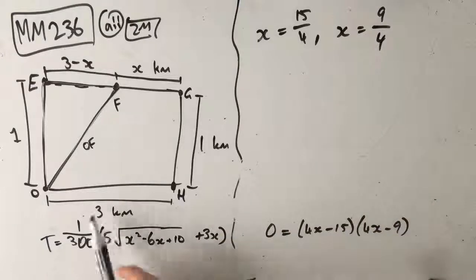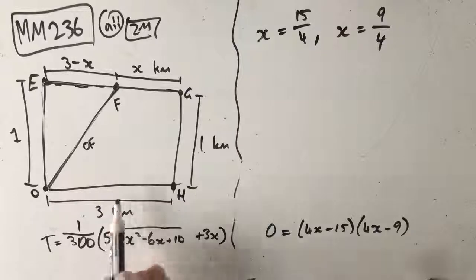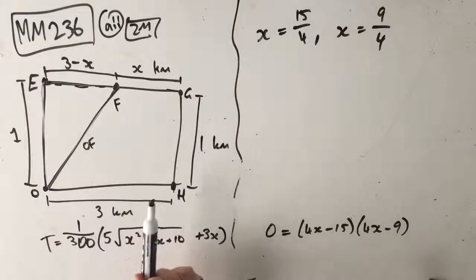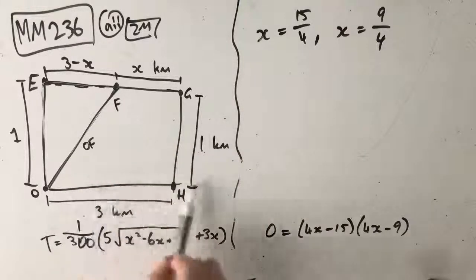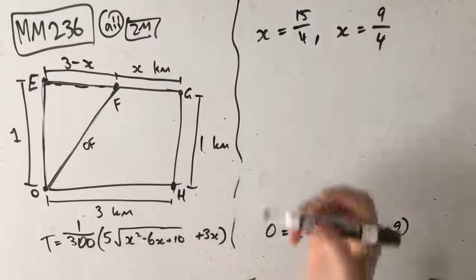And what I mean by that is if this length is 3 kilometers and our x is inside that 3, x has to be between 0 and 3, right? It can't be more than 3 because then it would be longer than the whole paddock, which doesn't make sense. And it can't be less than 0, obviously, because we can't have a negative length.